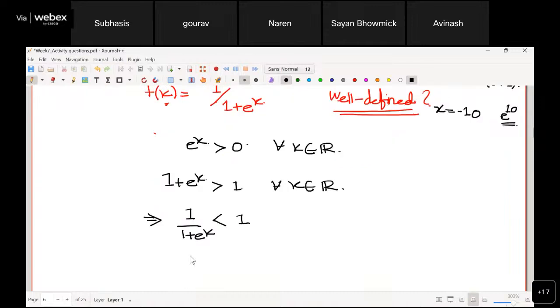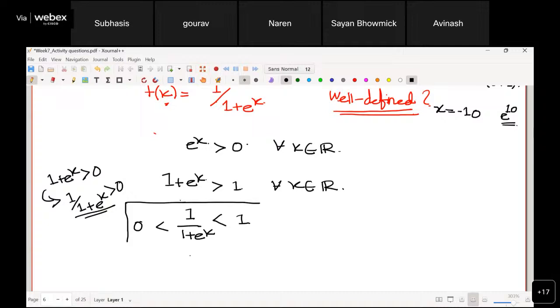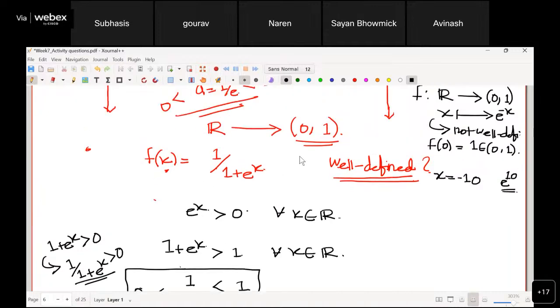Right? And also this thing is greater than 0 as well, because 1 plus e power x is greater than 0, since e power x is greater than 0. If a number is greater than 0, then its reciprocal is also greater than 0. So whatever my x is, 1 by 1 plus e power x is always inside this interval. Yes, sir. So this is a well-defined function.